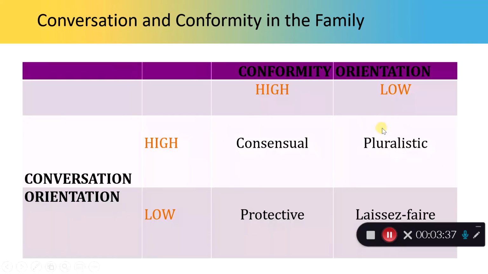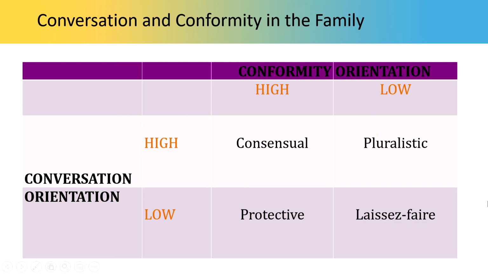I like this chart because it talks about different kinds of families. So we're going to do this. We're going to say a daughter in the family at age 15 wants to get her septum pierced. We're going to look at a family that has a low conversation orientation and high conformity, this one on the bottom left. It's called a protective family, where basically the parents say, we are not even going to discuss it. We are the parents. We make the decisions.